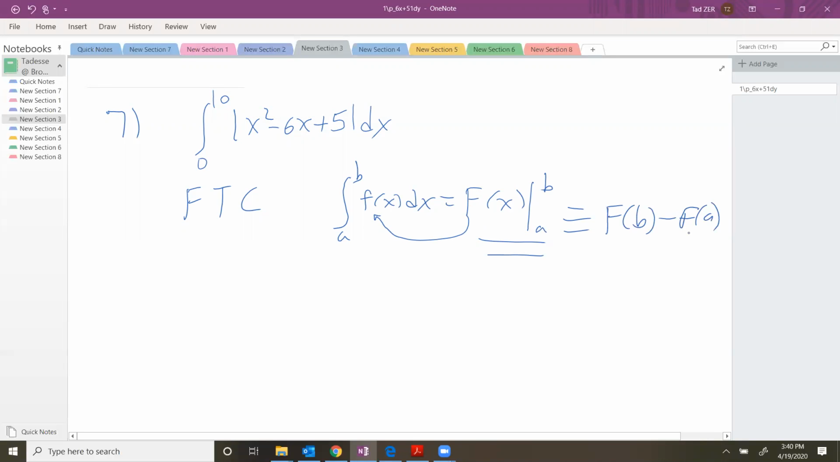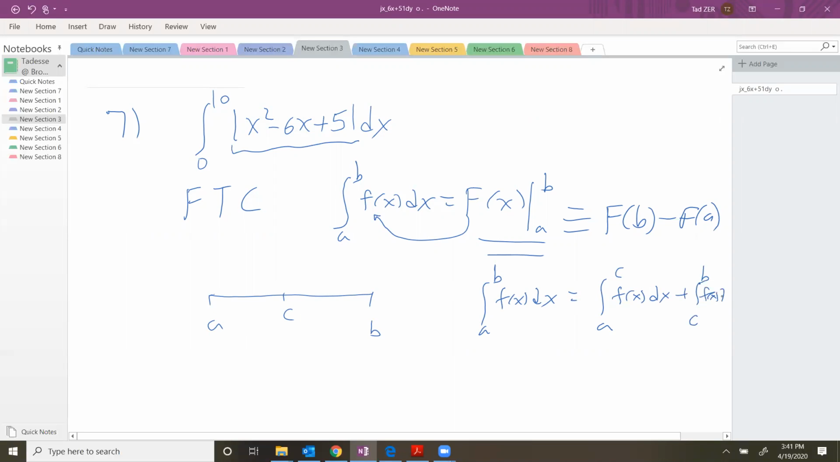That's what we basically need to do. But the problem here is, how do I find the antiderivative of an absolute value? There's no way to do that. So what I have to do is use what is called the additive property. The additive property says, let's say you have the integral from a to b of f of x dx. If you pick any point c between a and b, then this can be written as the integral from a to c of f of x dx plus the integral from c to b of f of x dx. This is called the additive property.